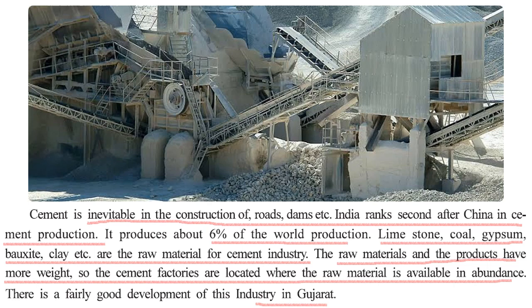The raw materials and the products have more weight, so the cement factories are located where the raw materials are available in abundance. What happens is that because these raw materials are heavy, if the factory is established far from the source of raw material, the transportation cost is huge. So cement is something which before production is heavy and after production is also heavy. So factories are usually placed somewhere between the source of raw materials and the marketplace, so the minimum transportation is to be done. There is a fairly good development of this industry in Gujarat.